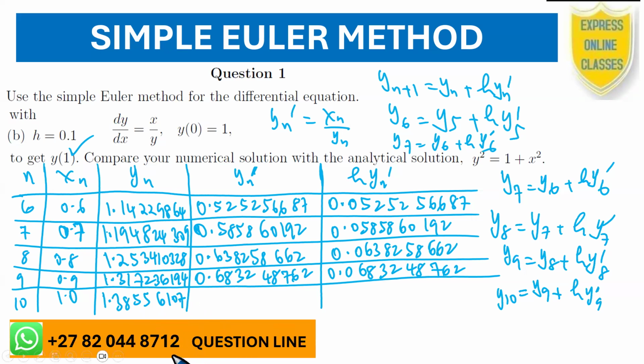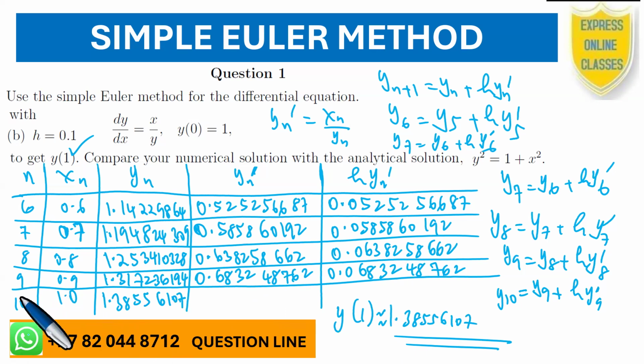We're done with this simple Euler, and then now we're going to look at other sections. In other words, y at 1 is approximately 1.38556107. We've gone through some exercise. It was really a good exercise. Then we stop there. We don't continue to the rest, because then we would want to get the next step, like y11, and we don't need y at 1.1. So we are stopping here for this particular problem.